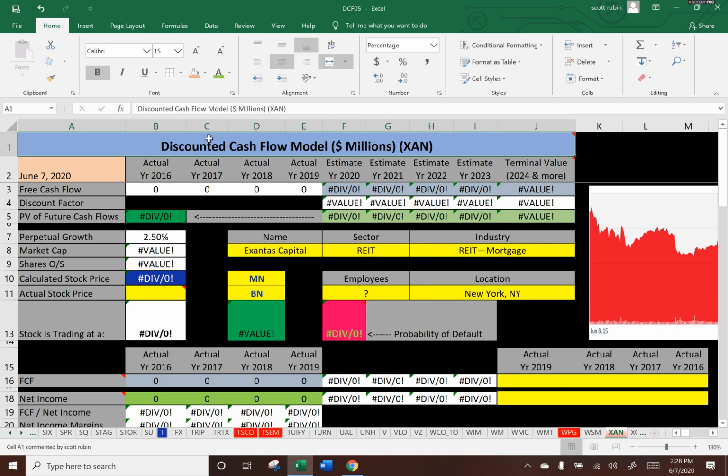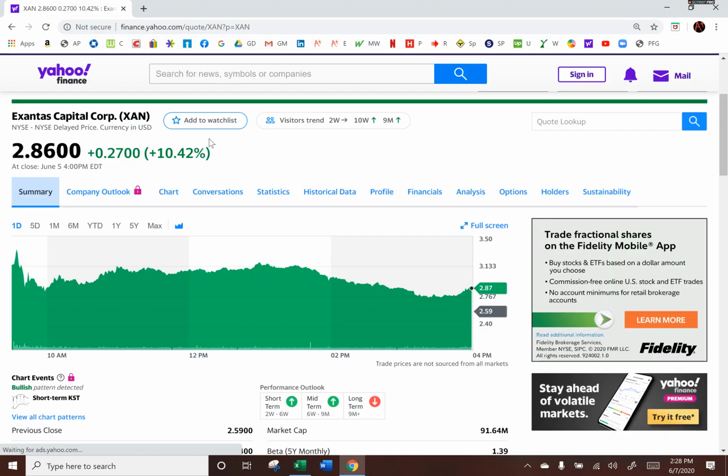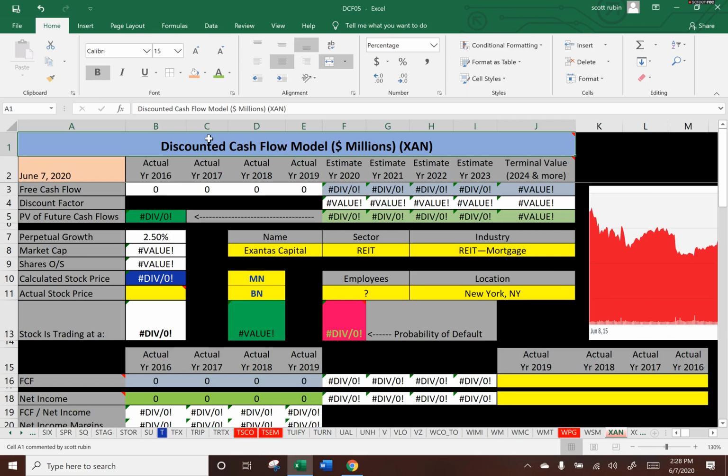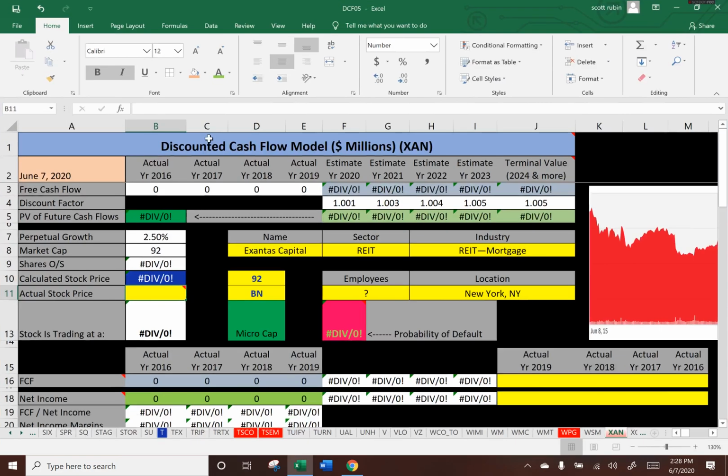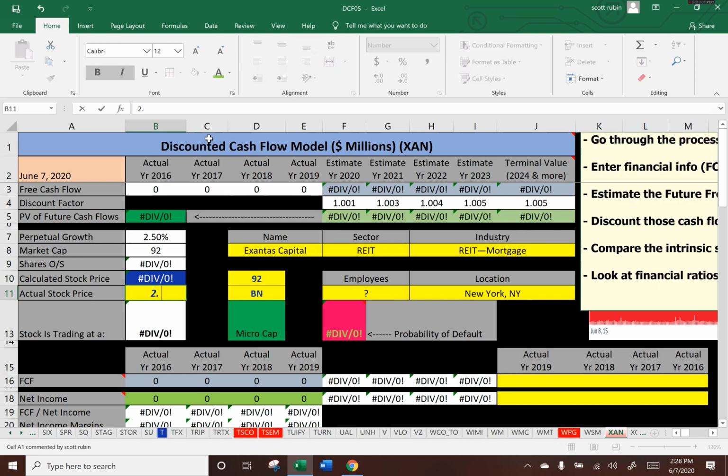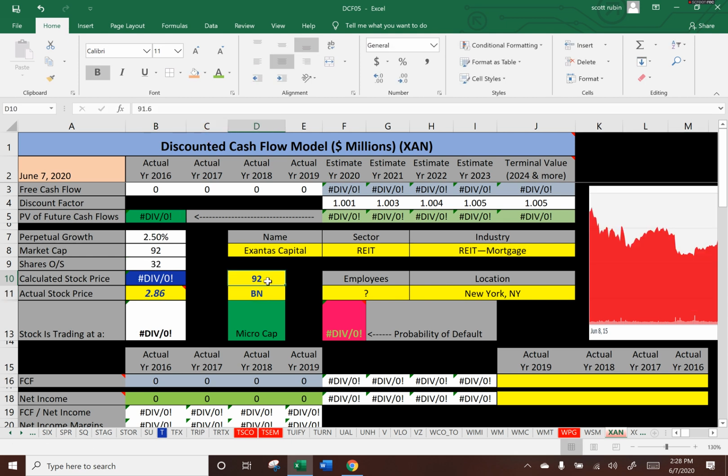So the first step, market cap is 91.6 million, very small company. And the stock price is 286. So now we know the shares outstanding. It's just the market cap divided by the stock price, which gives you 32 million shares outstanding. And that's helpful because when we calculate the value of the company, we have to divide it by the shares outstanding to get the stock price.